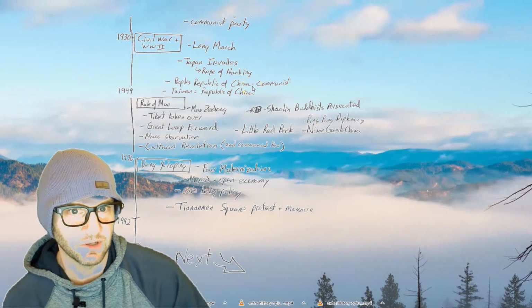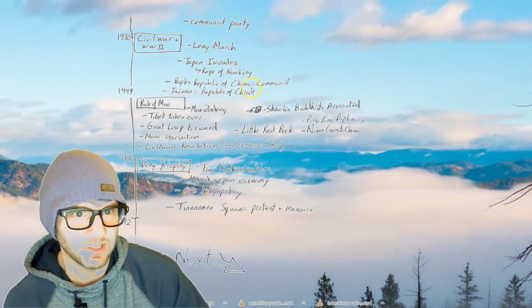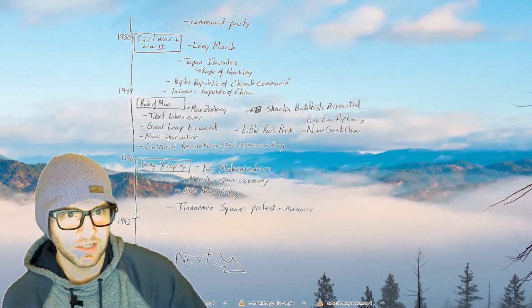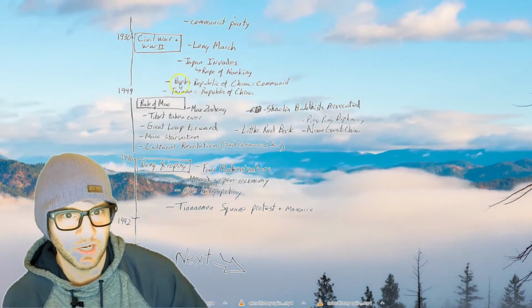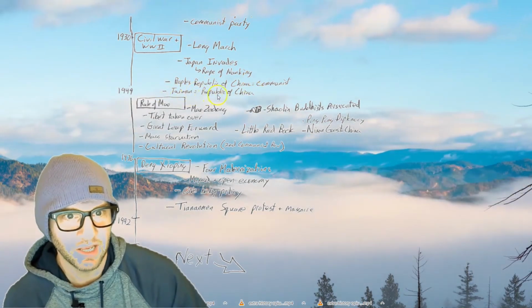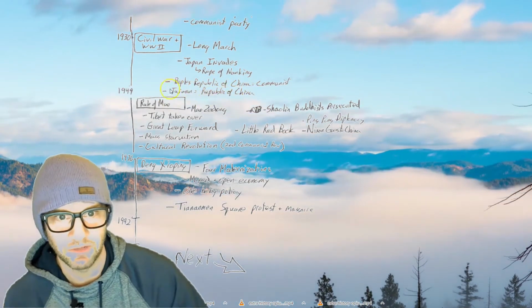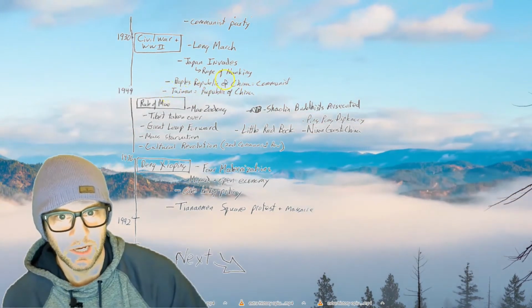If anything is ever called the People's Republic, it's typically communist. And the nationalists, the anti-communists, flee to Taiwan, taking a lot of wealth from China, and they call themselves, even to today, the Republic of China, also known as Taiwan.